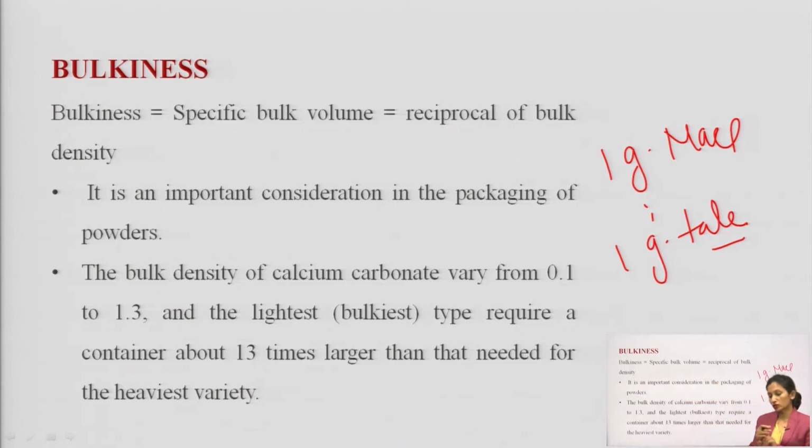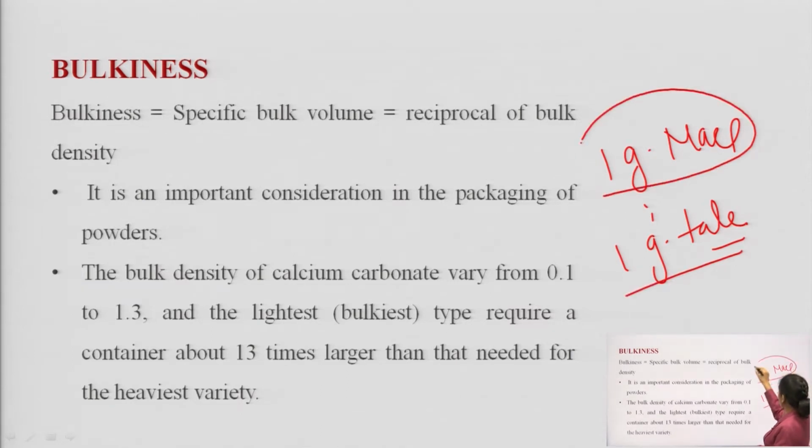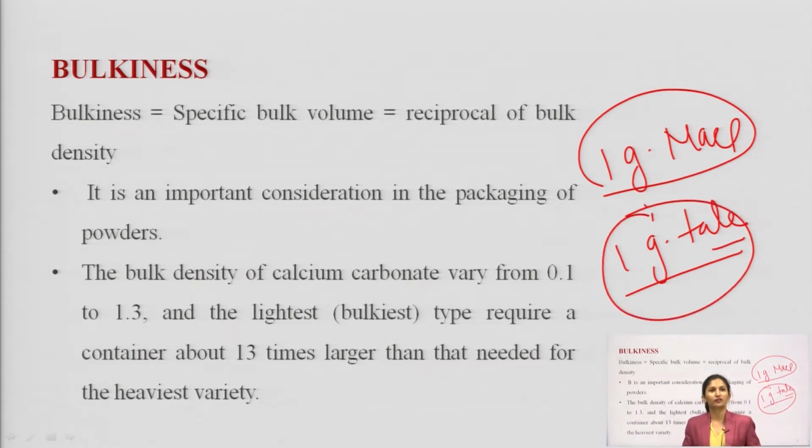So, if I want to store 1 gram of NaCl and 1 gram of talc, the container which we will use for the 1 gram of NaCl will have less volume as compared to that for the 1 gram of talc, because for the storage of 1 gram of talc you require a much bigger container as compared to the storage of 1 gram of NaCl. Why? Because the bulkiness of talc is much more as compared to NaCl. So, bulkiness or bulk density gives an idea to decide the container size.